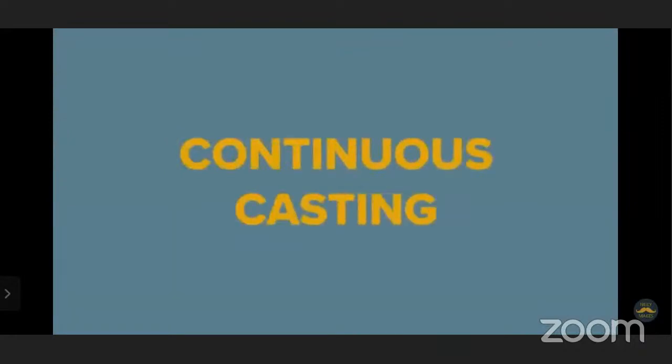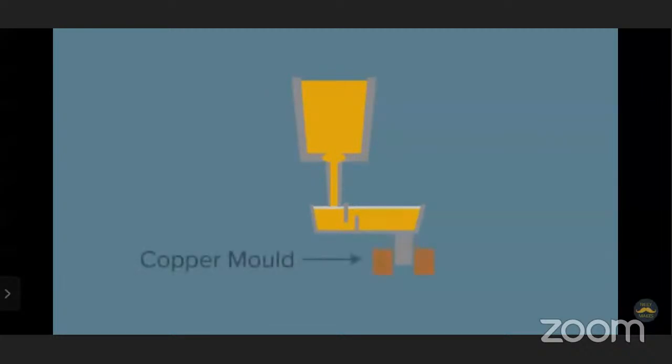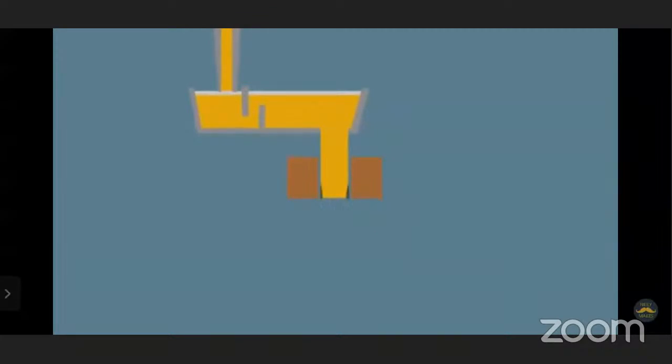Continuous casting. Usually, continuous casting uses feedstock from the basic oxygen steel process. A ladle of steel is teemed, or poured, through a gas-tight refractory nozzle into a tundish with special weirs and dams to aid in the removal of impurities. This tundish is a reservoir, and it feeds the steel through further gas-tight nozzles into a number of water-cooled copper molds. The cooling is controlled and only the outer skin of the steel is solidified.